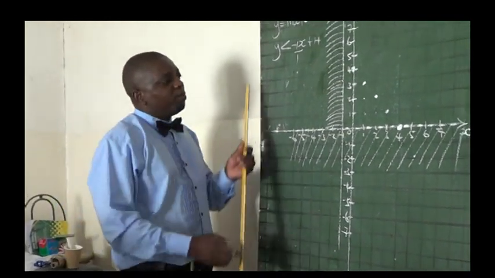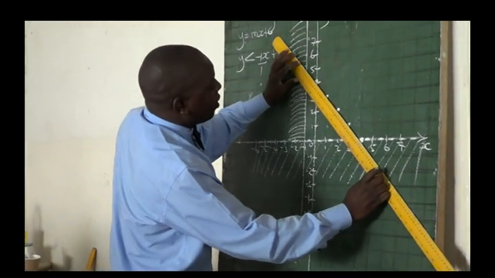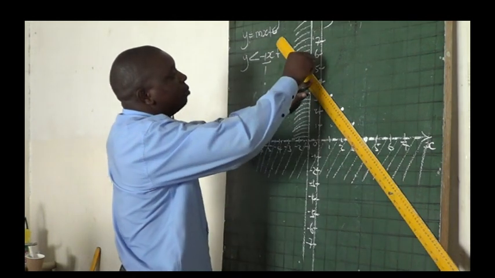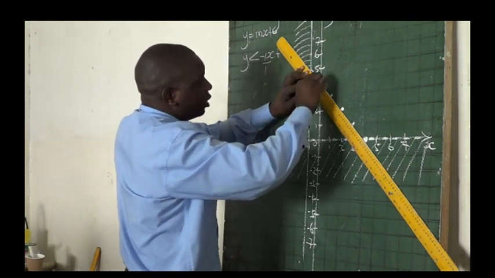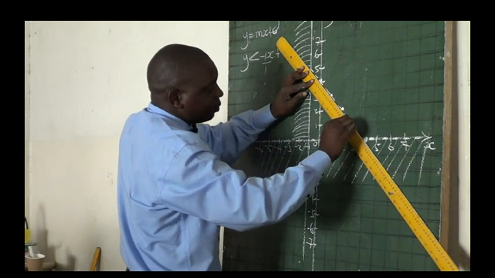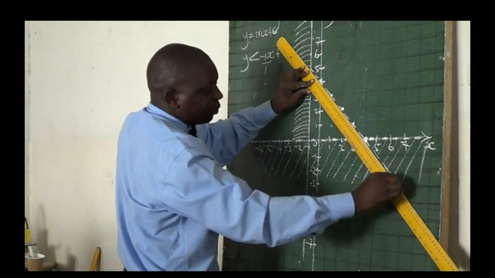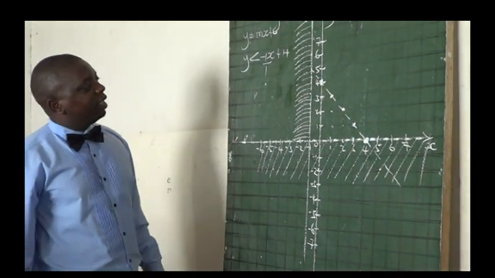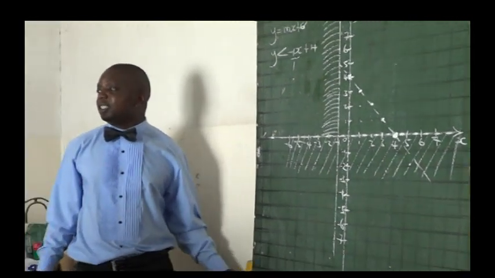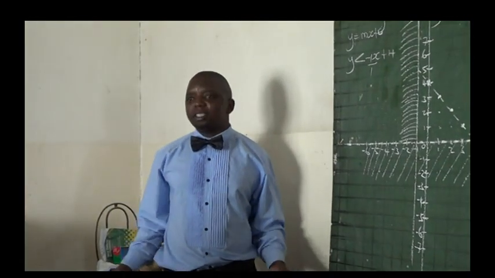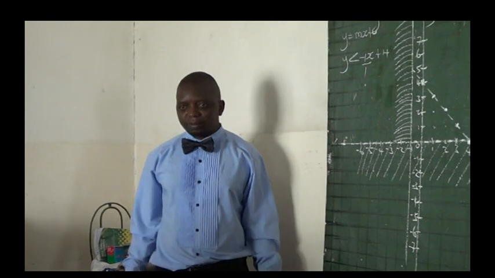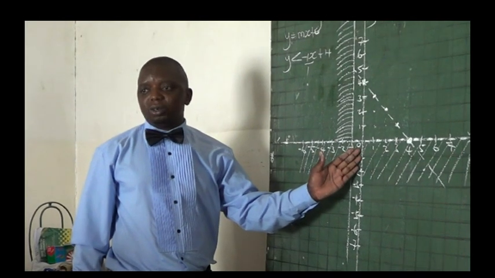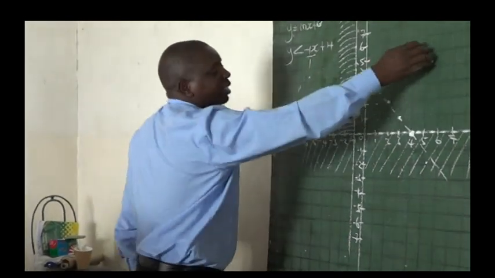Right, so we draw the line. What is the nature of the line? Broken. You draw a broken line. All together. Right. Which side should be shaded? We shade the unwanted region. Right. We pick a point from either of the sides of the line altogether. Either from this side or from this side.